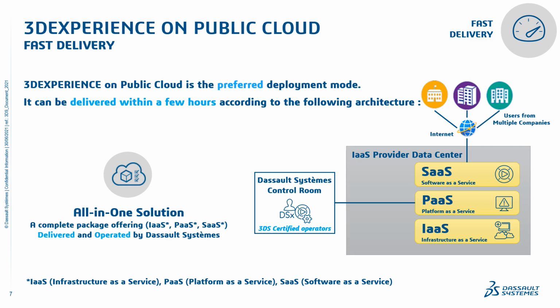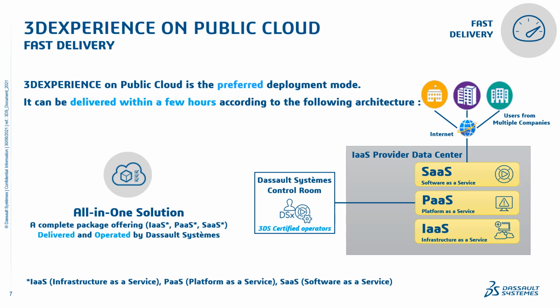After the purchase order validation, it is delivered within a few hours or about one day. It is delivered as an all-in-one solution. That means against named user licenses, we are delivering a complete package including the IaaS, which stands for Infrastructure as a Service, the SaaS for Software as a Service, that's the 3D Experience apps, and the PaaS for Platform as a Service, a layer developed by Dassault Systèmes to monitor and operate our 3DS cloud solutions.